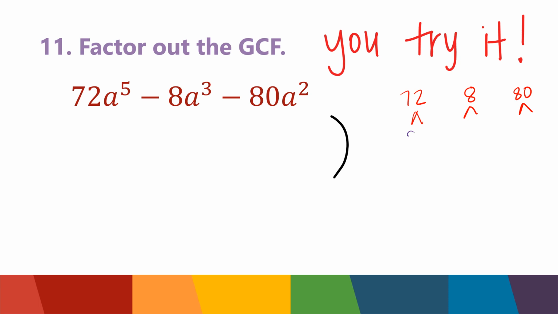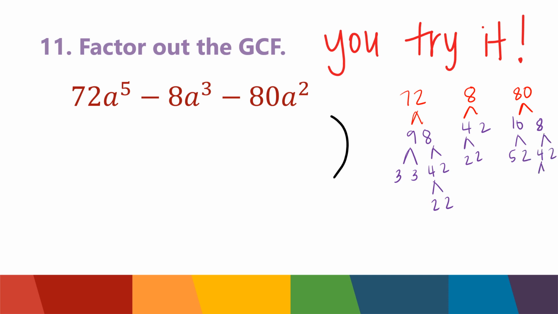72 is 9 times 8. Those can both be broken down further. 9 is 3 times 3. 8 is 4 times 2. 4 gets broken down into 2 times 2. 80 is 10 times 8. 10 goes down into 5 times 2. 8 goes into 4 times 2. 4 gets broken down again into 2 times 2. All right, so that's the factor trees.